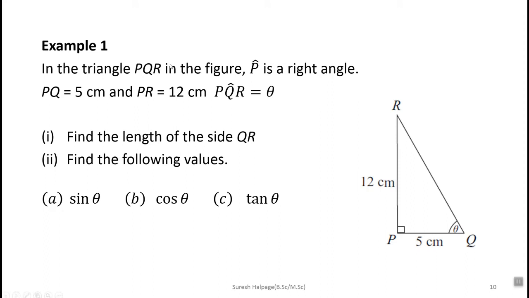Example number 1. In triangle PQR in the figure, angle P is a right angle. PQ is 5 cm, PR is 12 cm. Angle PQR equals theta. Find the length of the side QR. Find the following values: sin theta, cos theta, and tan theta.